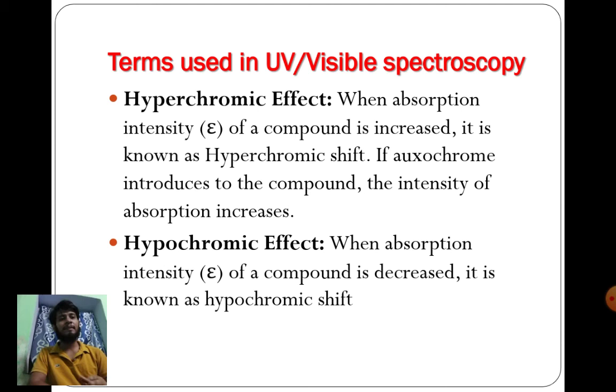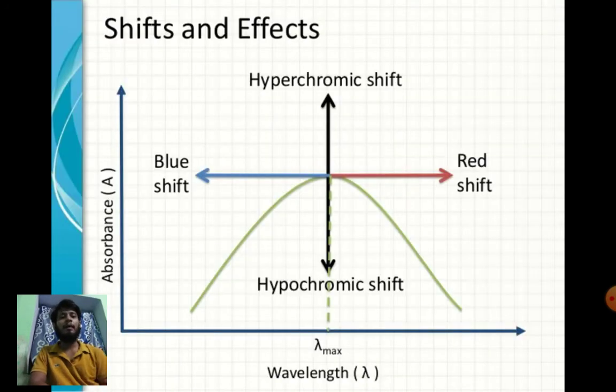Another one is hyperchromic shift and hypochromic shift. Hyperchromic shift is when the absorption intensity of a compound is increased, which happens when an auxochrome is attached to it. Hypochromic effect is when the absorption intensity of a compound is decreased. It can be shown here by the graph: hyperchromic shift and hypochromic shift, red shift and blue shift.